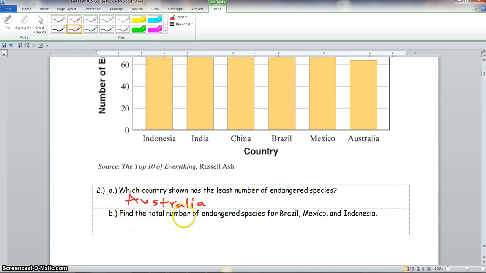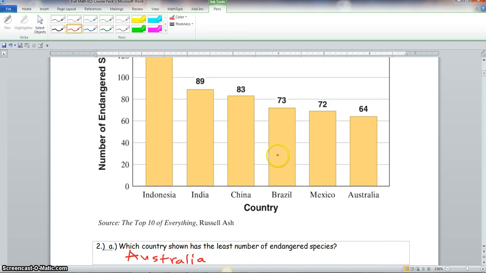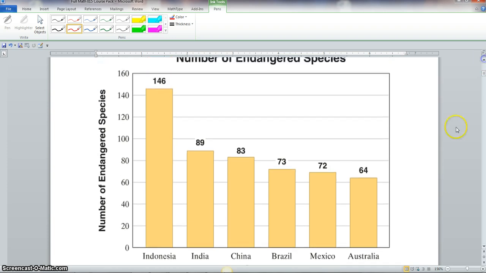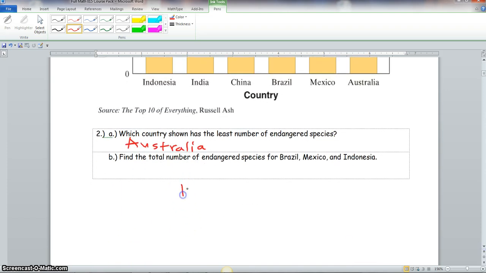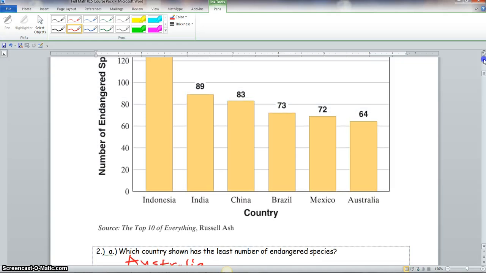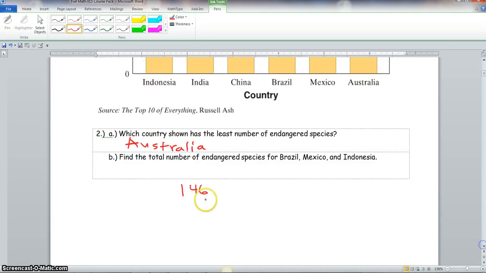Now it says find the total number of endangered species for Brazil, Mexico, and Indonesia. So we look here. Brazil is 73. Let me see. Indonesia is 146. Let me start with that. Indonesia is 146. I think Brazil is the next highest, which is 73, and Mexico is 72.